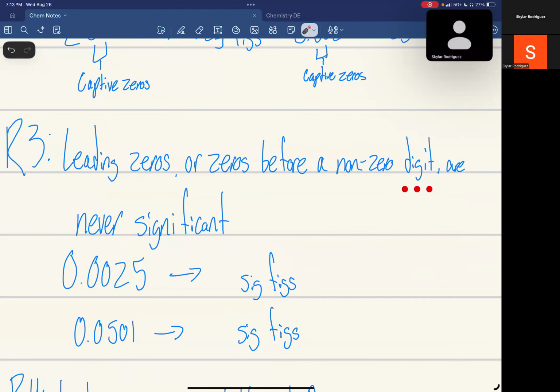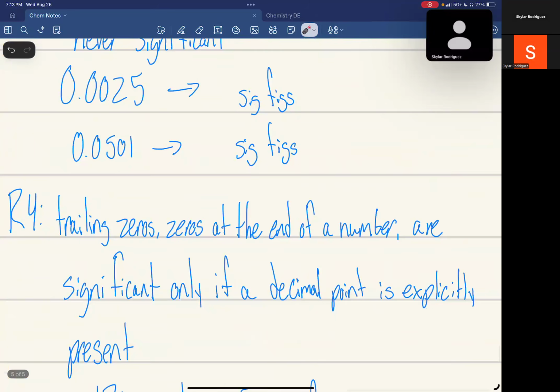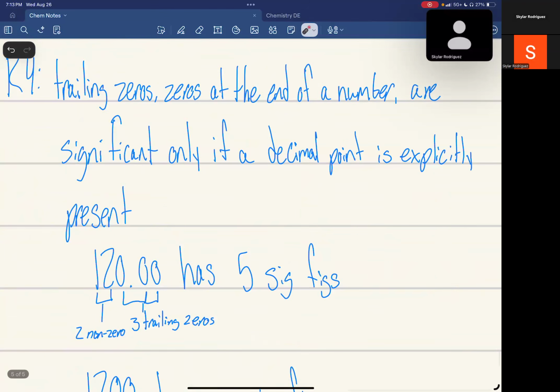Rule 4. Trailing zeros at the end of a number are significant only if a decimal point is explicitly present. For example, 120.00 has 5 sig figs, 2 sig figs from the non-zero digits, and 3 from the trailing zeros that have a decimal.